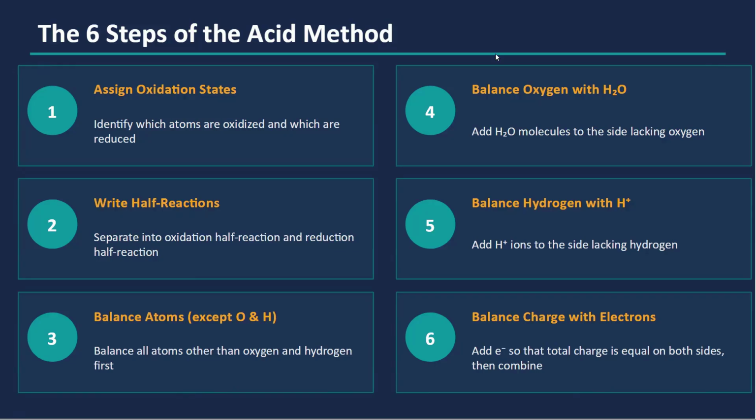Fourth step is balance oxygen with water molecules. Fifth step is balance hydrogen with protons. So add H+ ions to the side lacking hydrogen. Sixth is balance charge with electrons. As I said, mass and charge both need to be balanced. So for charge balance, we need electrons.